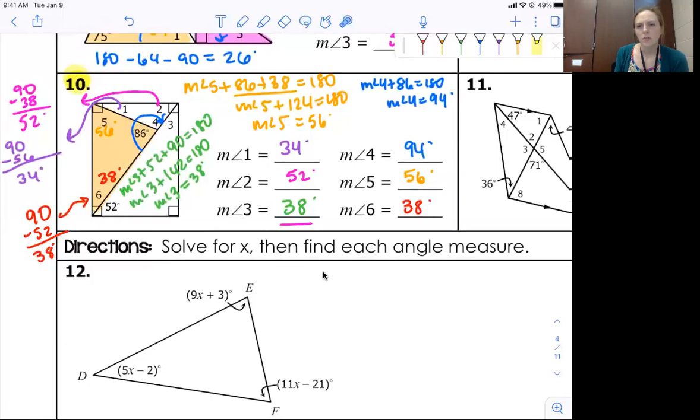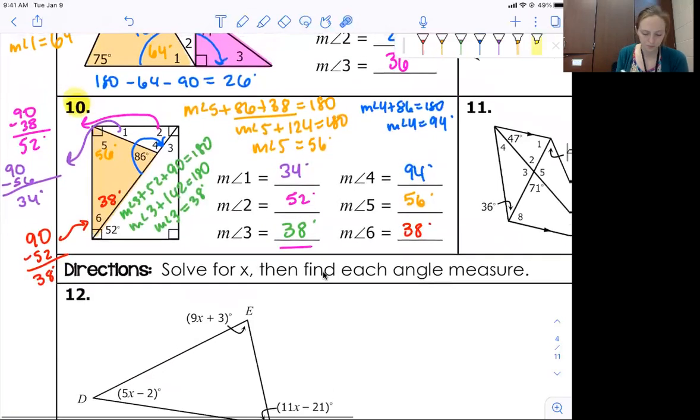Then I went and found angle 4. So I noticed on angle 4 that 86 plus angle 4 gives me 180. So that work is right here. Subtract 86 from 180 and I get 94. There you go. And then I went and found angle 3. So for angle 3, it's inside this triangle right here. I just wrote my work in green in the triangle. I know angle 3 plus 52 plus 90 equals 180. Solve for angle 3, we get 38.